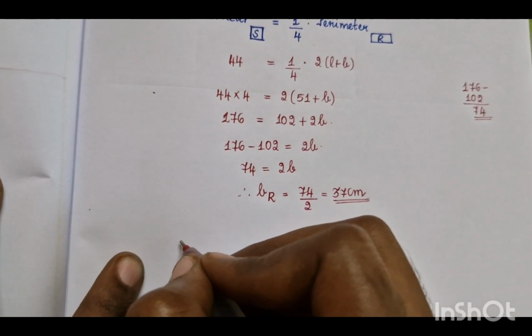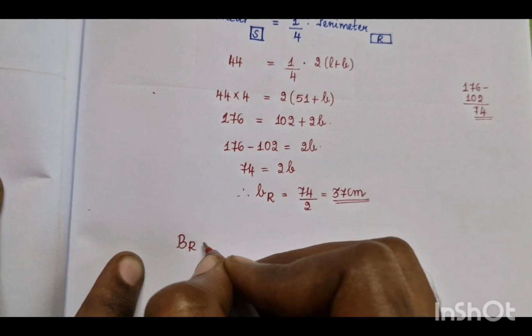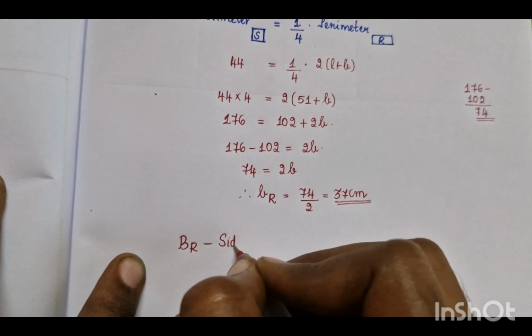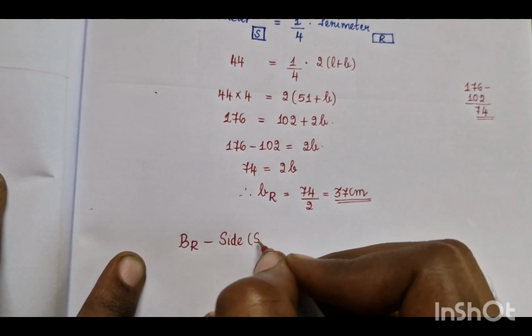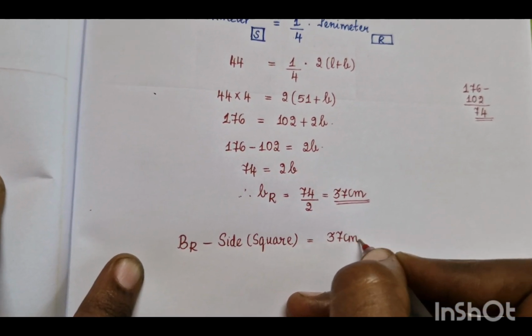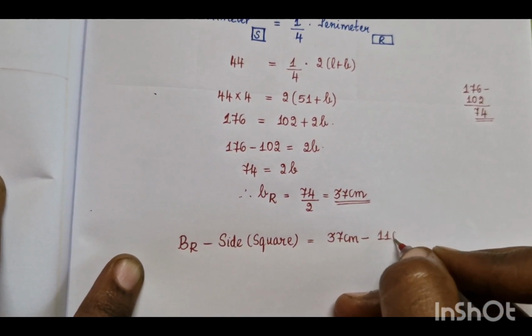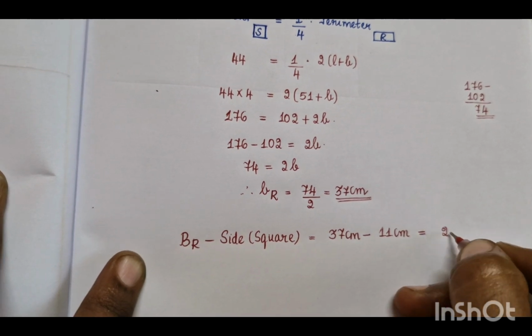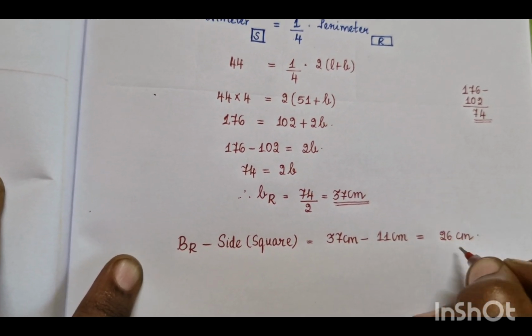What is asked is breadth of rectangle minus side of square. Breadth of rectangle we found is 37 centimeter, minus side of square 11 centimeter is equal to 26 centimeter.